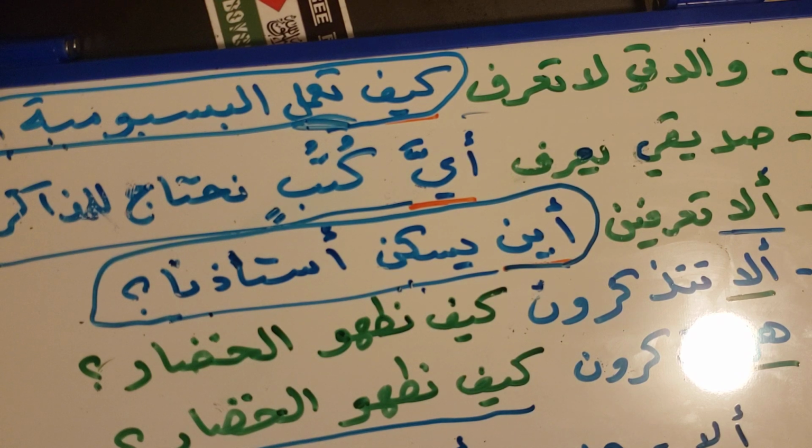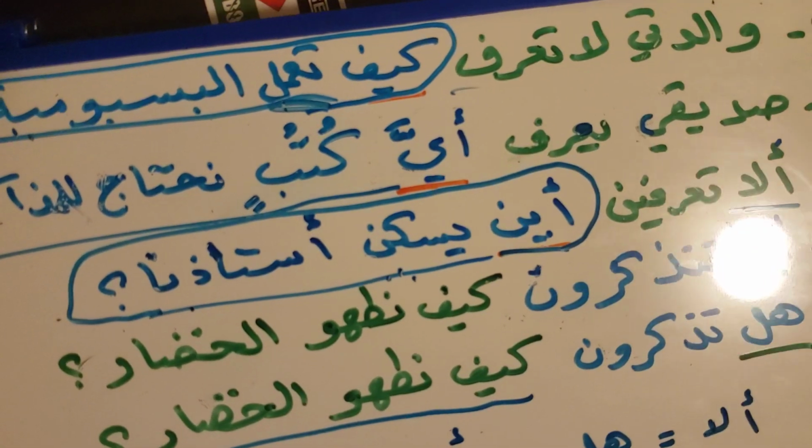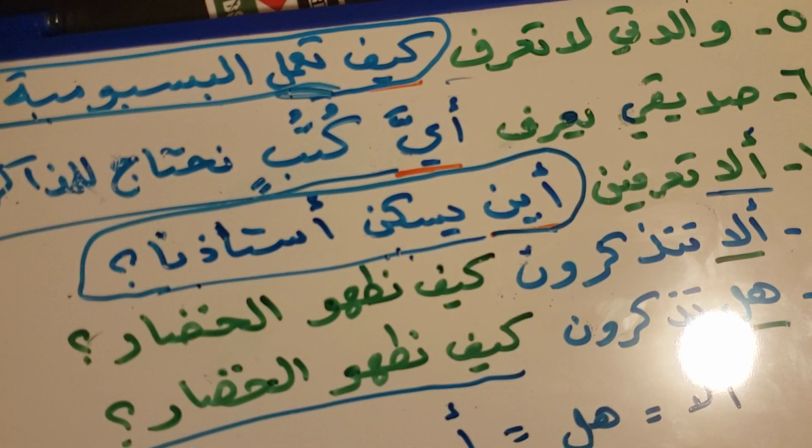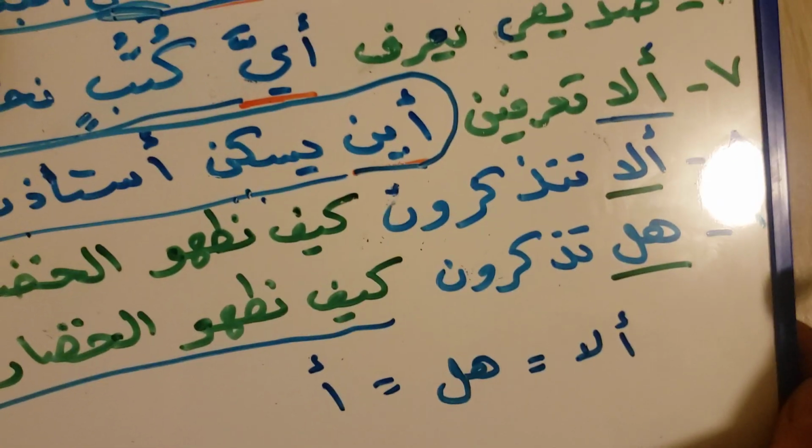Okay. Instead of saying والدتي تسأل كيف نعمل البسبوسة. Like, no, she's not asking directly كيف نعمل البسبوسة. You're reporting that your mom is asking, and she needs help for how to make a basbousa. She needs help with the recipe.